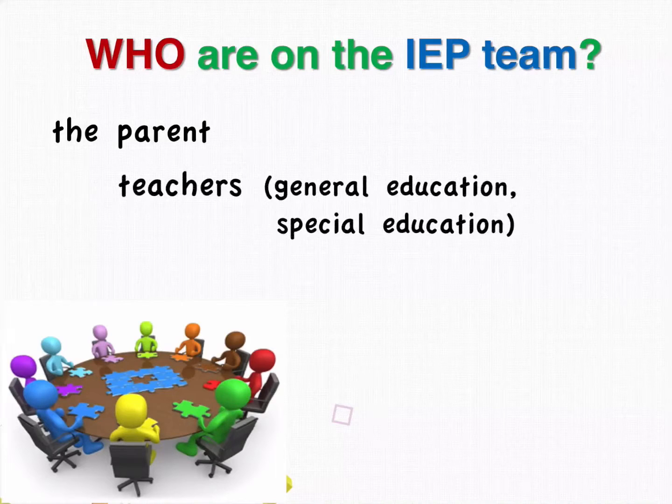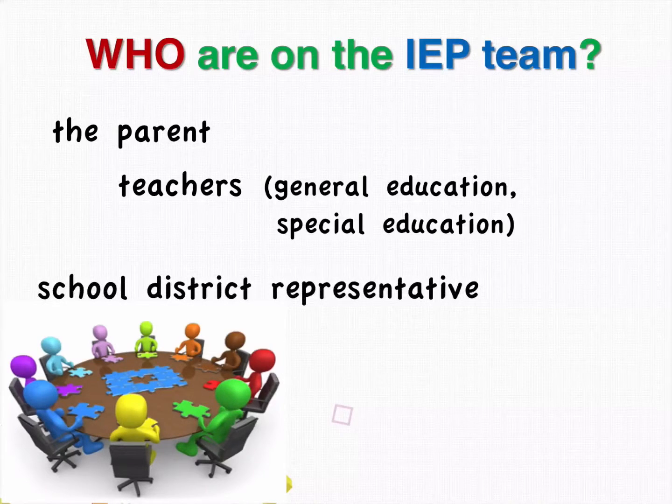And at least one general education teacher, since he knows how the child is doing in the classroom and with the general education curriculum. Also, at least one special education teacher, since that teacher offers input on what the child needs to succeed in the general education classroom, including how to modify instruction or accommodation for the child's needs.